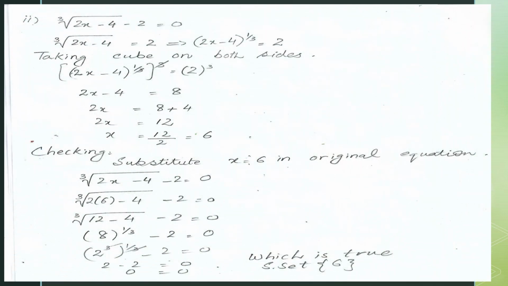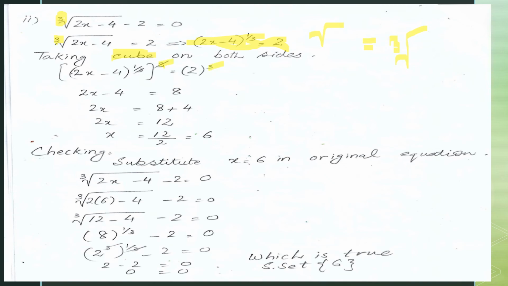Now students and viewers, see this, the difference between the first question and the second question is there was a square root. Now here see this, there is 3, this is called a cube root. Okay, so what we do, if it is coming cube, we will take the cube root. If you see the second step, this is 2x minus 4, the cube root will change into the power of 1 by 3 is equal to 2. So you will take cube on both sides.